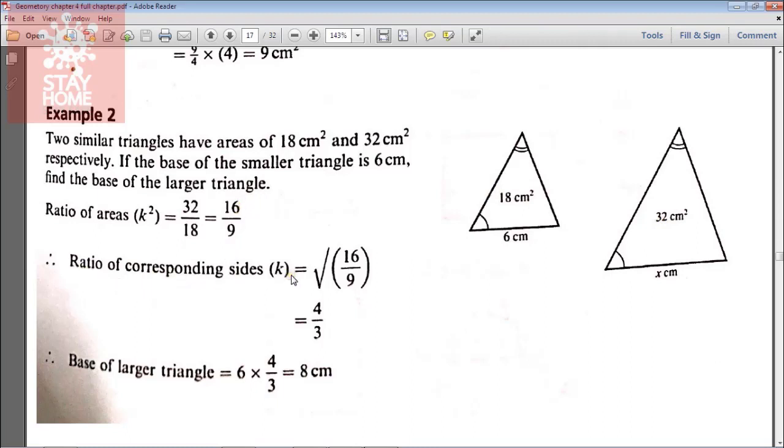Ratio of the corresponding sides. If we want to find the area, we will take the square. If we want to find the length of the side, we need to remove this square, so we will take the square root. Square root of 16 over 9 would be 4 over 3. So the base will be 6 multiplied by 4 over 3, that will be 8 centimeters.